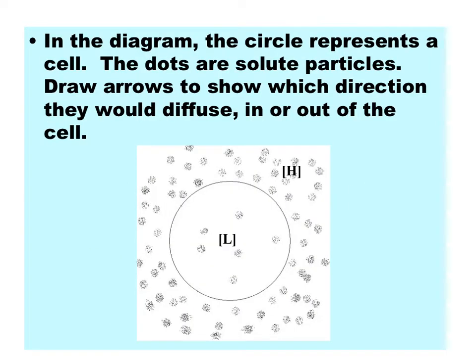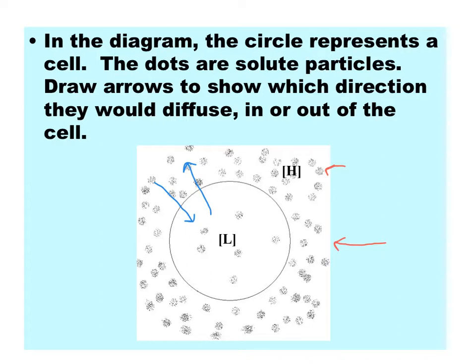All right, so a little diagram here. So we're going to say that circle is a cell, and we're going to say everything outside the circle is the fluid that surrounds your cell. And we'll say that these little dots right here are oxygen. Now the question is, is the oxygen going to move into the cell, or is it going to move out of the cell? Let's see what you say.